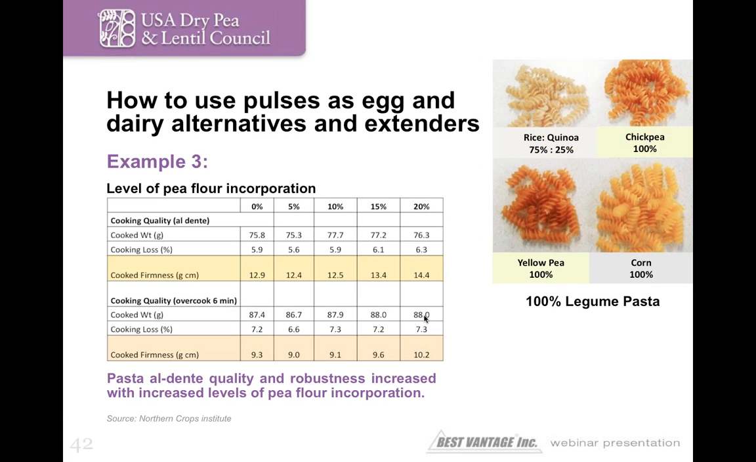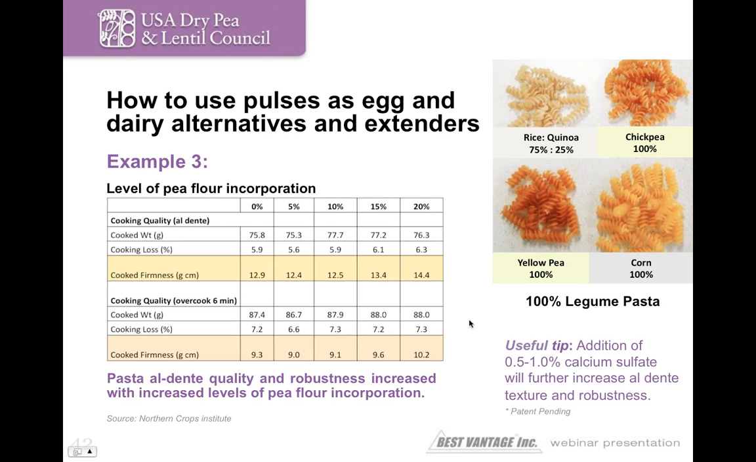However, you can also develop 100% legume pasta. For example, here is some pasta that was made with 100% chickpea and also 100% yellow pea in the formula. You'll see that there is an effect on color, but you can get a very good quality and a very attractive pasta by using straight pulse flour in the formulation.